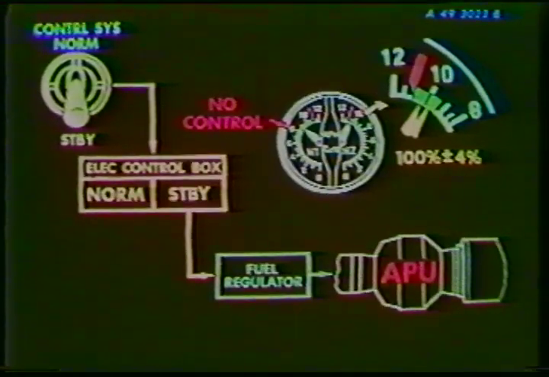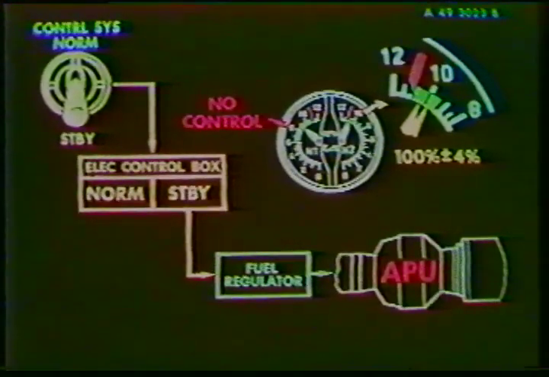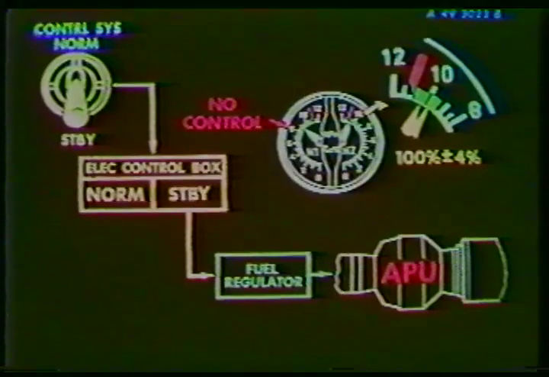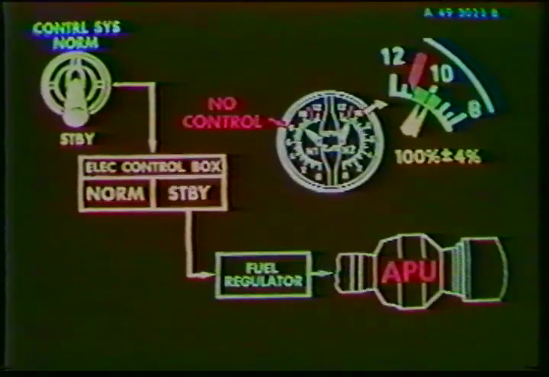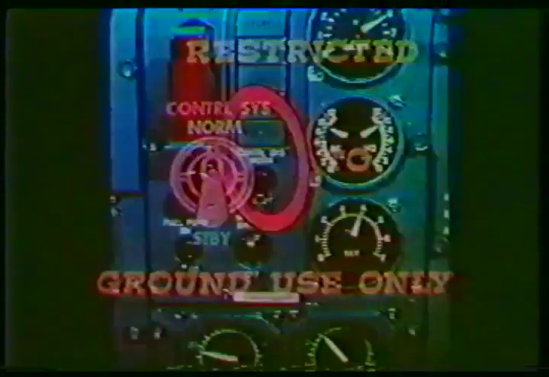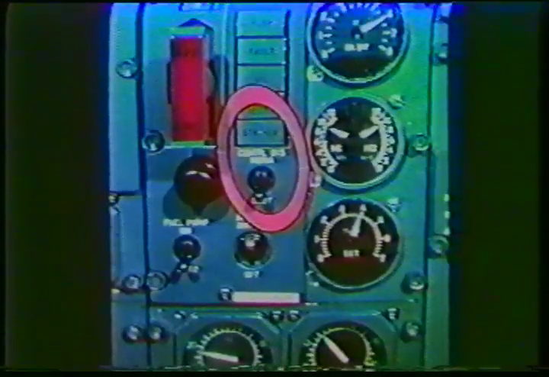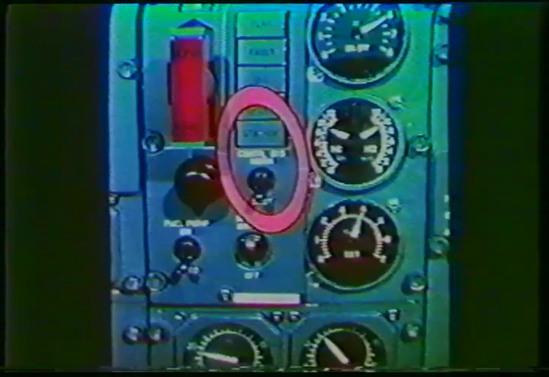N1 is no longer controlled. It is fixed at 97% and will increase as the electrical load demands increase. But the automatic shutoff, we shall see later on, remains operative. Will you please note and remember that the standby system is limited to ground use only for engine start and maintenance. The standby position is indicated by the illumination of a standby green light.